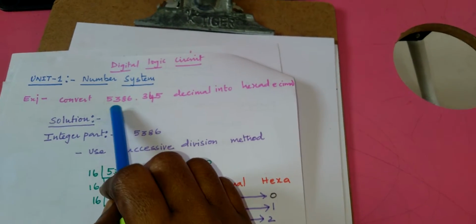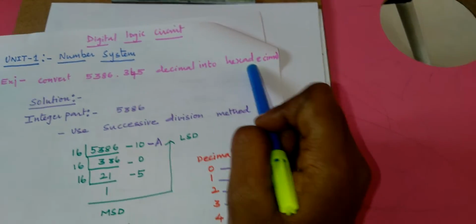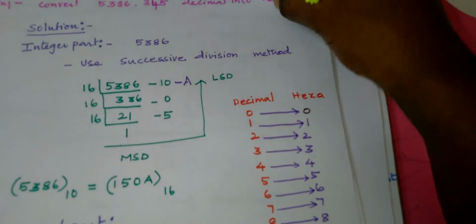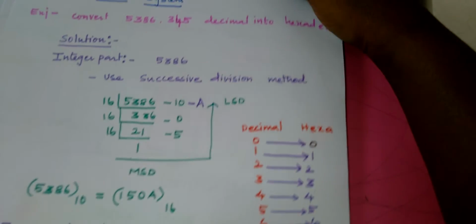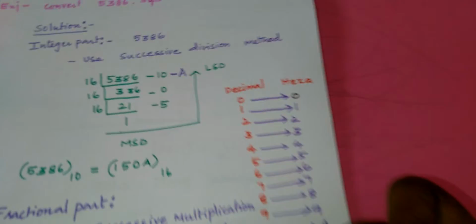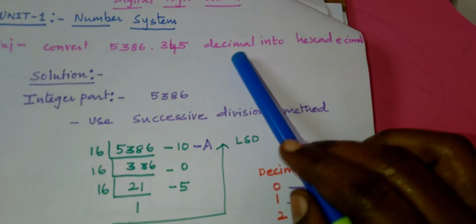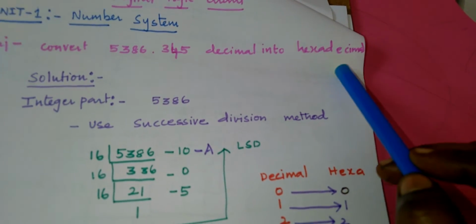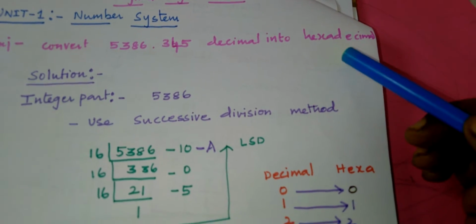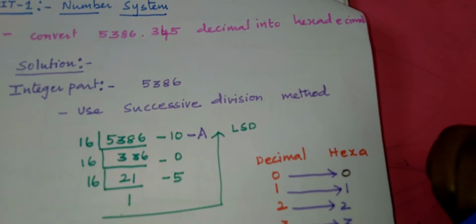Next conversion: convert 5386.345 decimal into a hexadecimal number. Here also the successive division method and successive multiplication method are used. According to the conversion, only the divider and multiplier will vary. So here, decimal to hexadecimal: decimal has base 10, hexadecimal has base value 16. Where you are converting to, that base value will be used for the divider and multiplier.